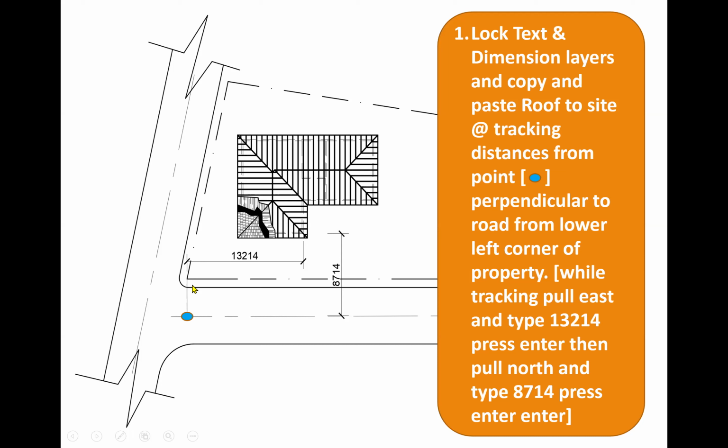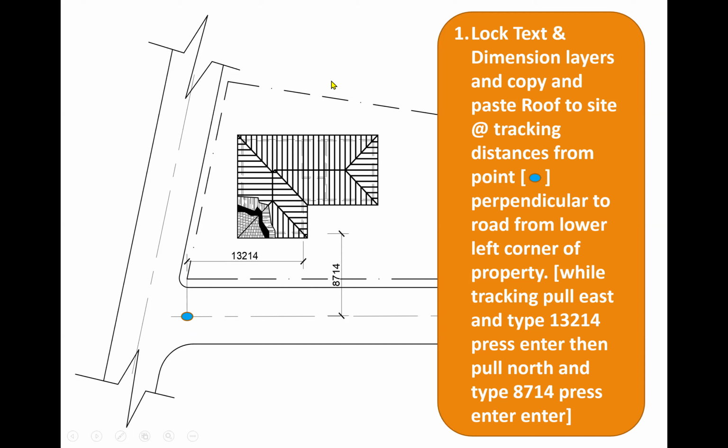So what I need to do is to come up with a work in progress line. I'm going to draw this line coming down to perpendicular so I can start tracking, because the distance that I have is from the center of the road going in and not from the boundary. So I'm going to put in a work in progress line to create this intersection so I can track from here going across 13214 and then going up 8714.